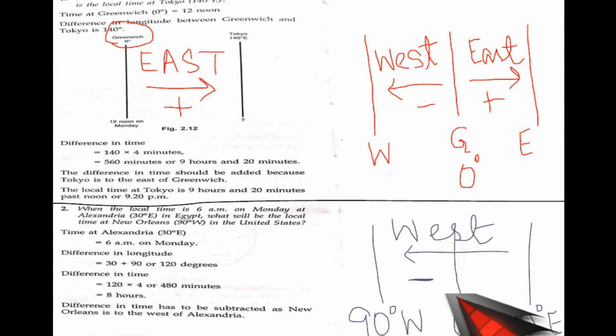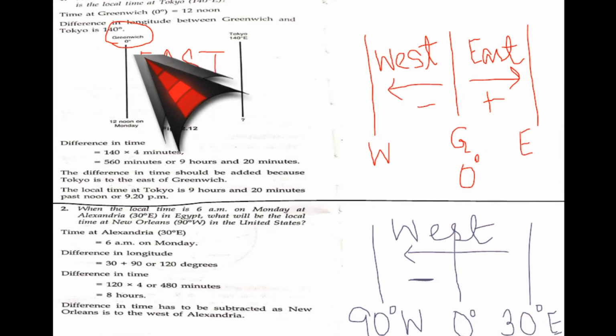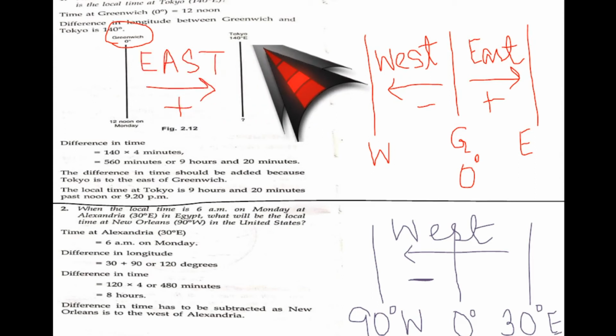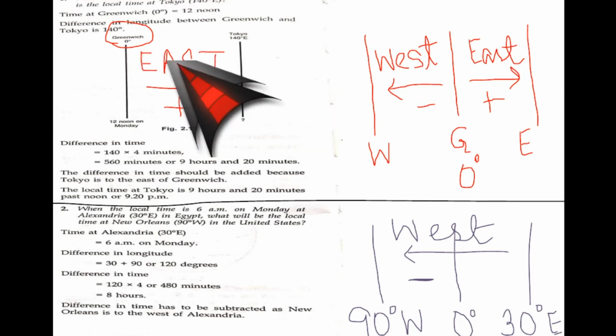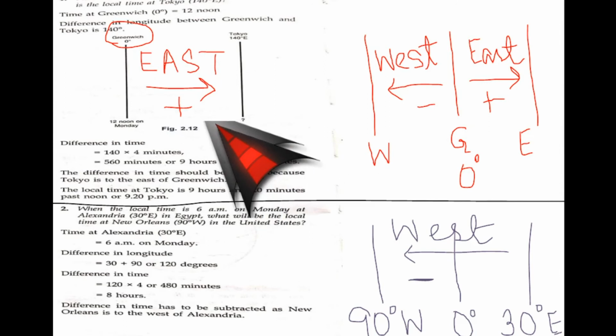So it means that I am moving westwards, and that is why, as per the third key point, the time difference is going to be subtracted. So let's see what the time difference between them will be. As this is 0 degree and 140 degree east, we subtracted it easily.